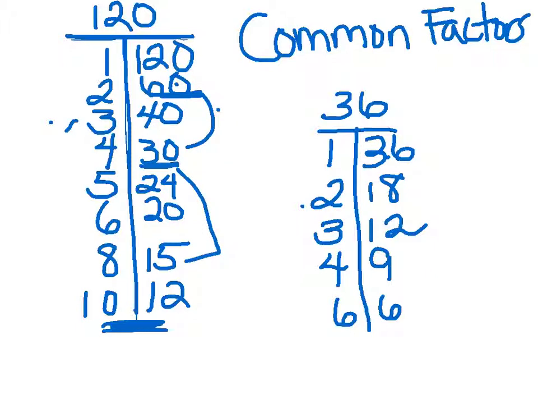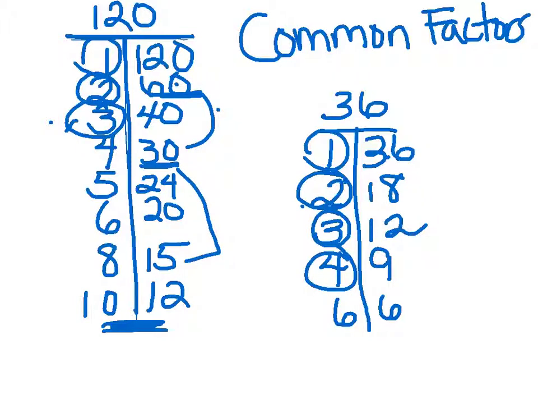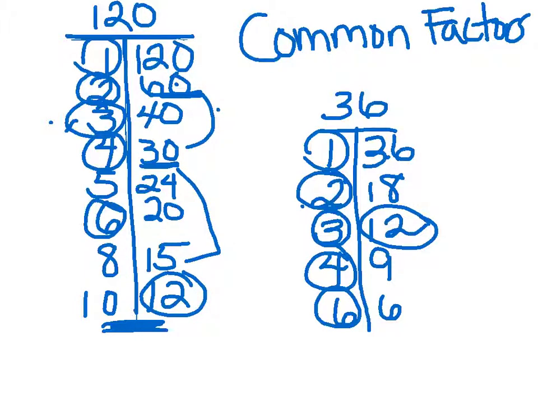Now what we want to do is circle all the numbers that are the same on both lists, and those are called common factors. They're factors that you can find in both columns. So not the 5, the 6, and not the 8, 12. And no 18 or 36 over here. So in the end, we can find that there are 1, 2, 3, 4, 5, 6 common factors.